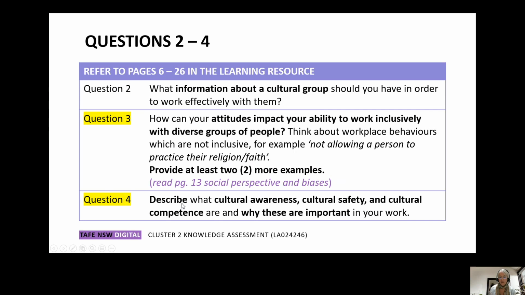So the best way to go about answering this question, read the learning material and then provide a definition. What is cultural awareness? Provide a definition. What is cultural safety? Provide a definition. What is cultural competence? Provide a definition. And then provide an overall answer of why are they important? Why do you need to know about these? Why are they important when working with diverse groups in the community services sector? So 2 parts to the question.